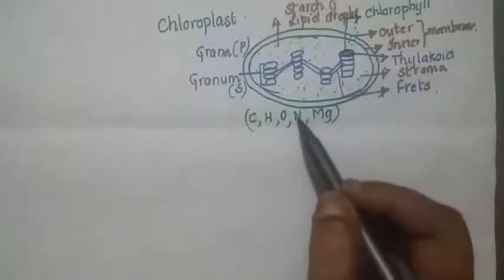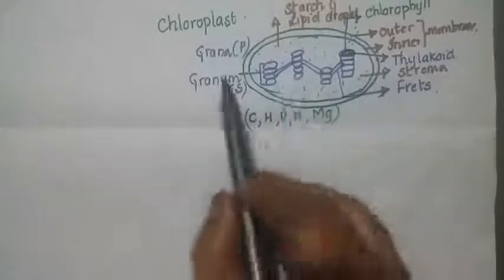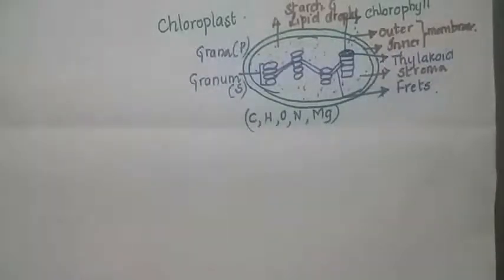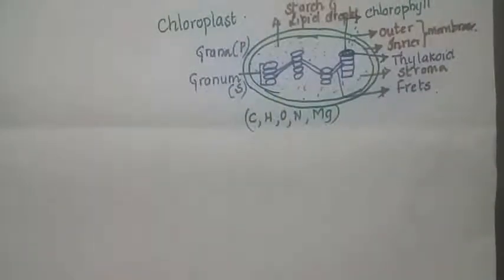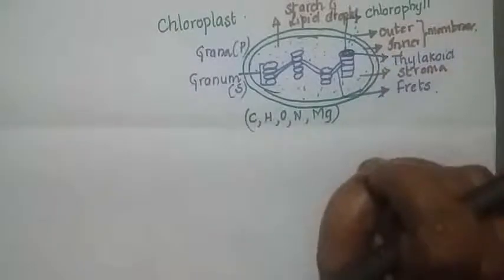So children, whenever they ask you to draw this diagram, remember the shape is observed carefully by the examiner, and all the parts must be labeled, and especially you have to represent both the membranes very clearly.